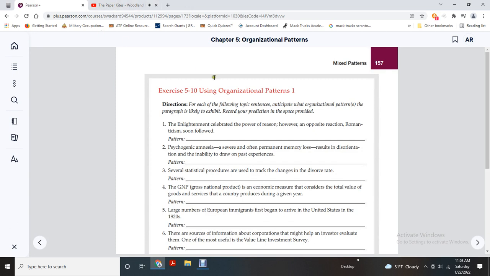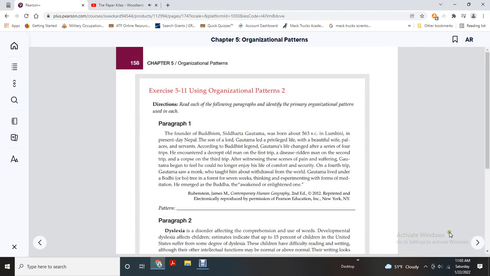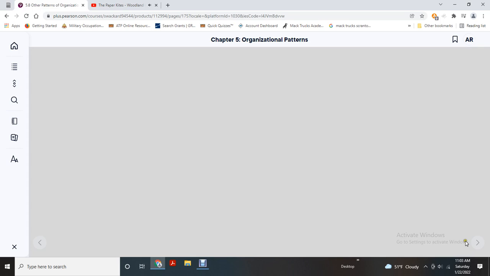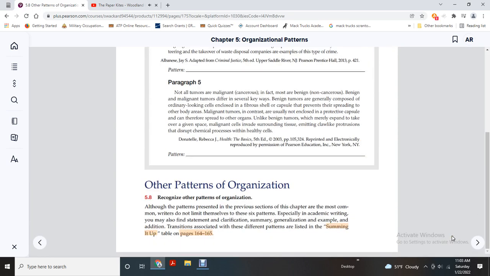Alright, exercise 5-10, organizational patterns 1. Exercise 5-11, organizational patterns 2, paragraphs 3, 4, and 5.